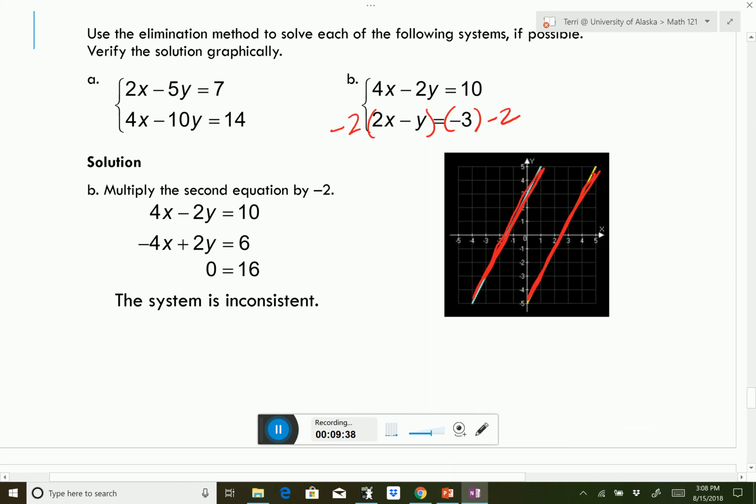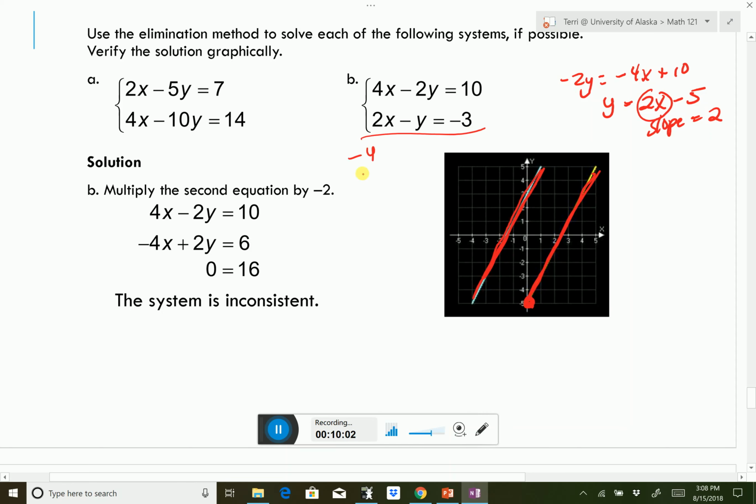If I solved these two equations, if I did -2y equals -4x plus 10, so y equals 2x minus 5. So slope is 2, and the intercept's -5. Oh, look at that. So if I look at this one, -y is -2x minus 3. Y equals 2x plus 3. Slope is the same, but the intercept is different. It goes through at 3. So that means these two lines are parallel.